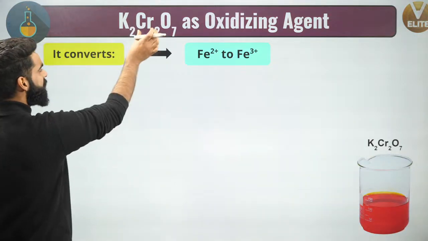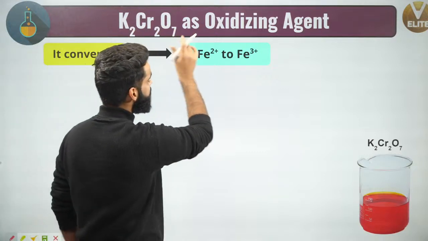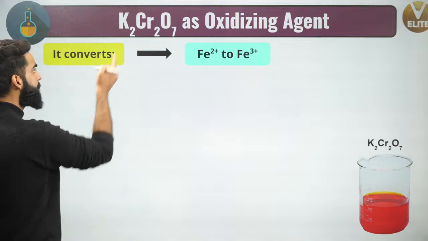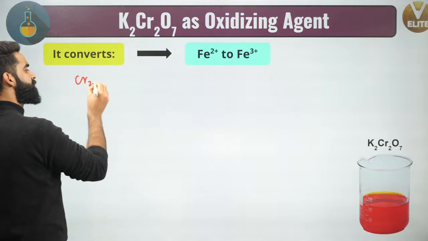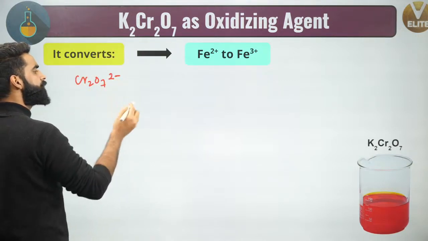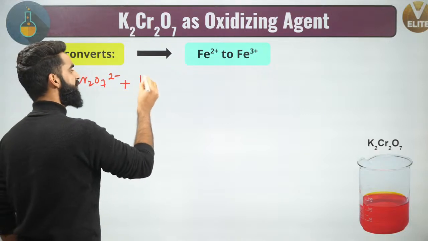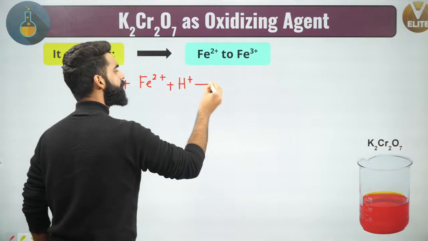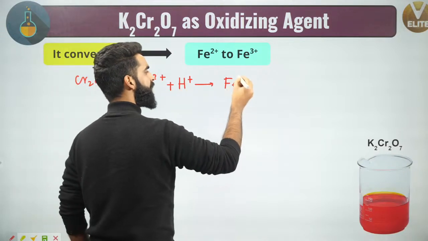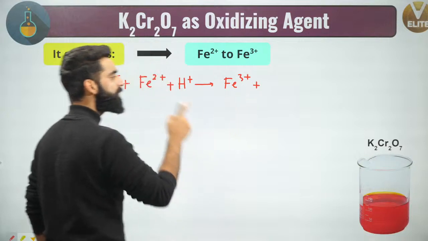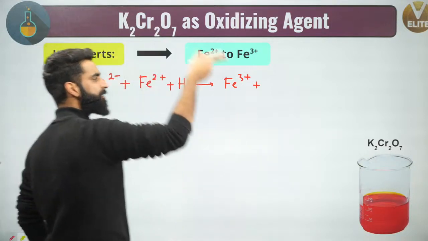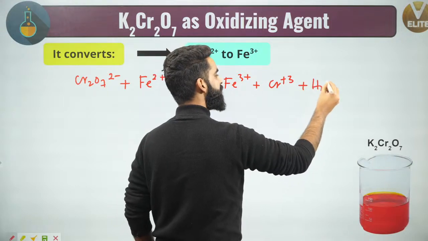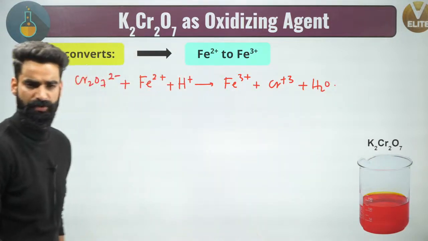First of all, this Cr2O7 2-, this K2Cr2O7, it converts Fe2+ to Fe3+. See guys, first thing, your Cr2O7 2-, it converts Fe2+ in acidic medium to Fe3+. And just now we saw Cr2O7 2- in acidic medium gets converted to Cr3+, and with this Cr3+ I'll be writing some water as well. This is your complete reaction.